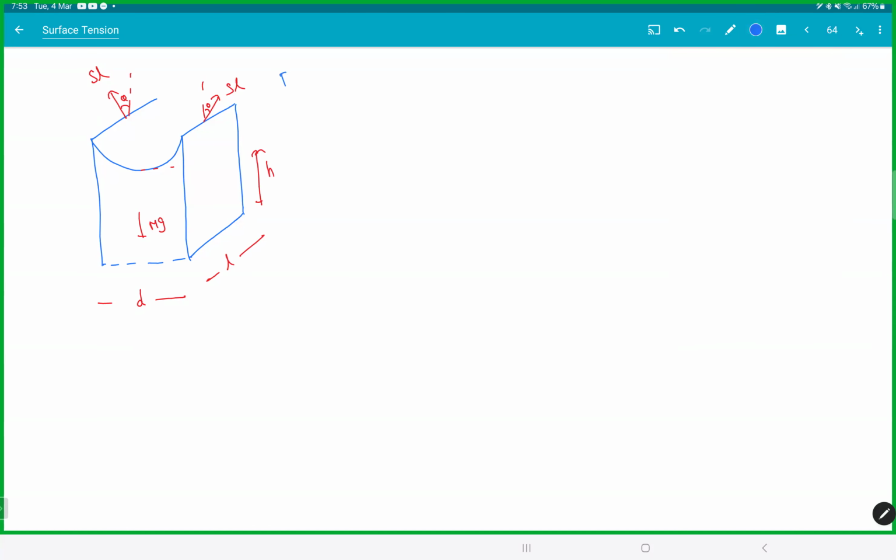This is the FBD of the liquid. So the vertical components, 2 SL cos theta, will be mg. 2 SL cos theta is rho L h d g. It kind of looks like the meniscus formula, the only difference being instead of radius there is a d.